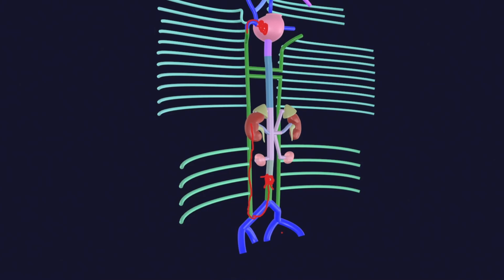So this was about the fate of cardinal veins and the formation of the inferior vena cava.